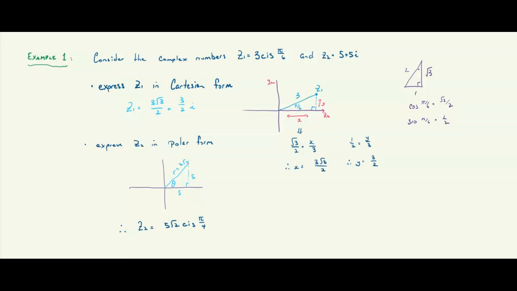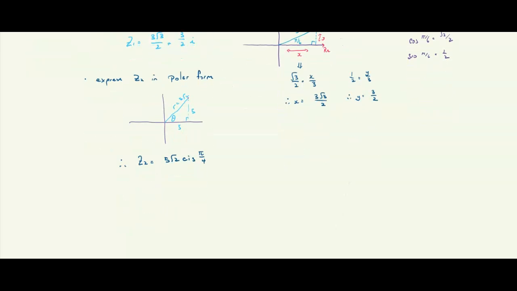Okay, next question. I'll write it now. We're calculating Z1 Z2 now, but in both Cartesian and polar form. So calculate Z1 Z2. So we're looking for the product, giving your answer in both Cartesian and polar form.